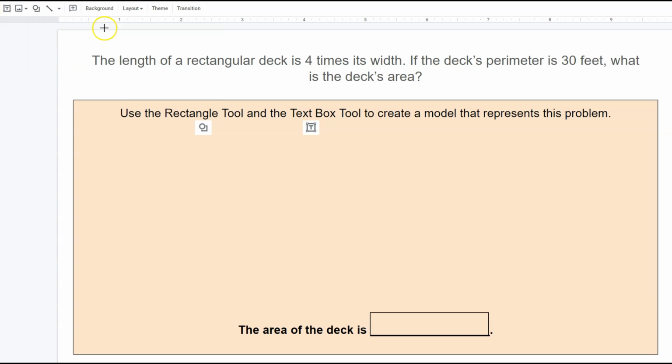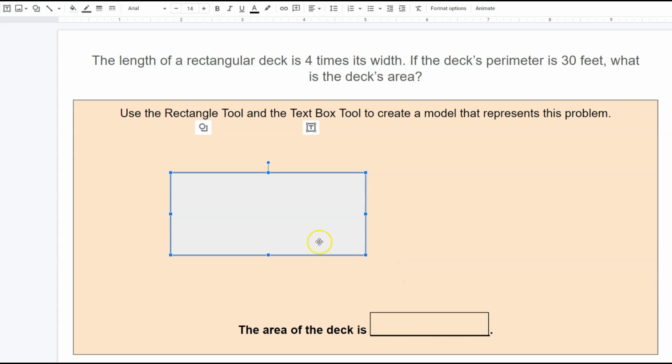I would start out with a rectangle to represent the rectangular deck. It tells you that the perimeter is 30 feet. So I would make that clear by saying P equals 30 feet. Now the length of the rectangular deck is 4 times its width.